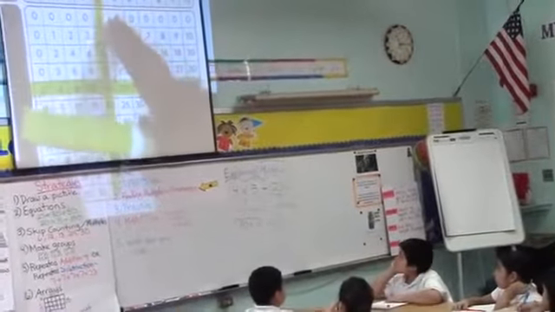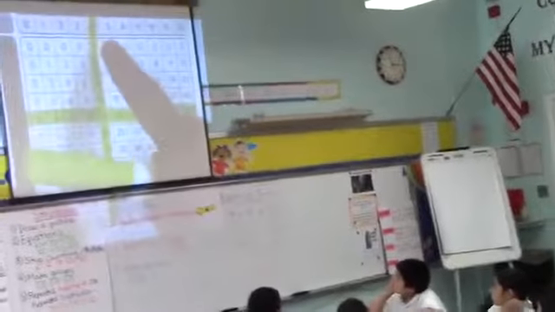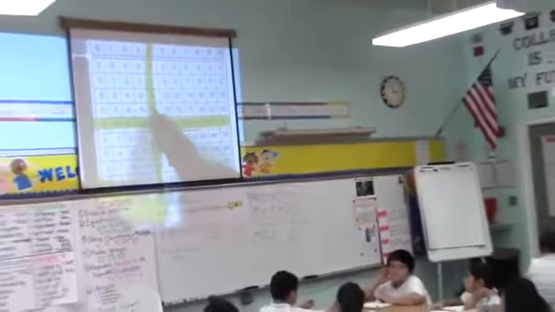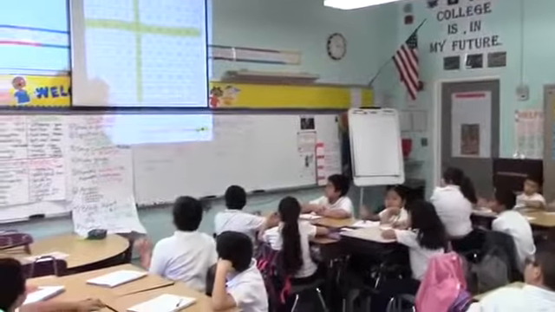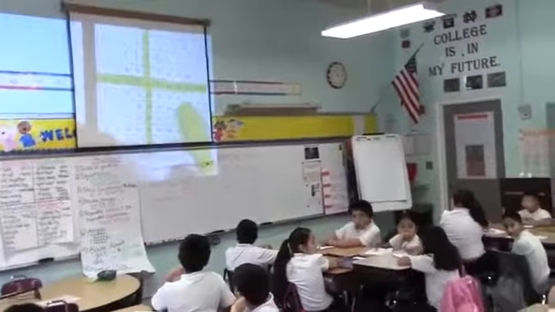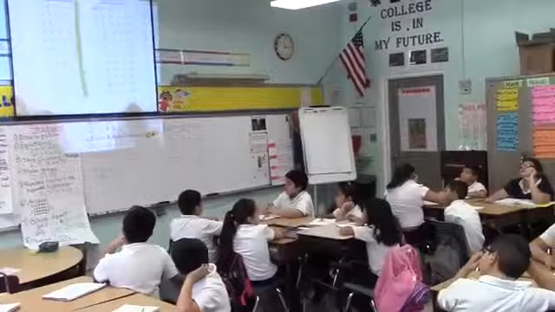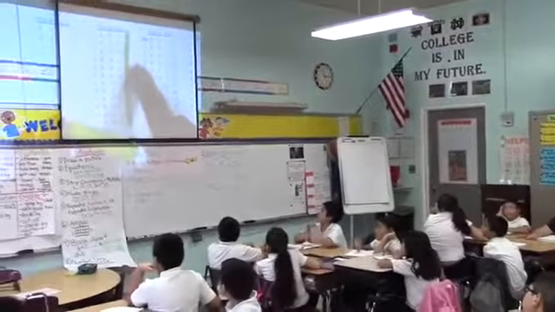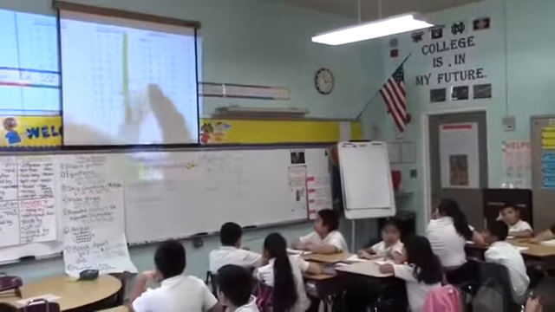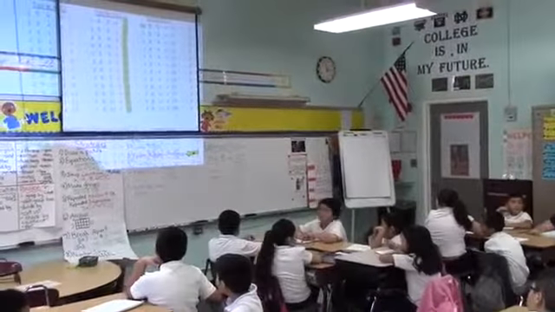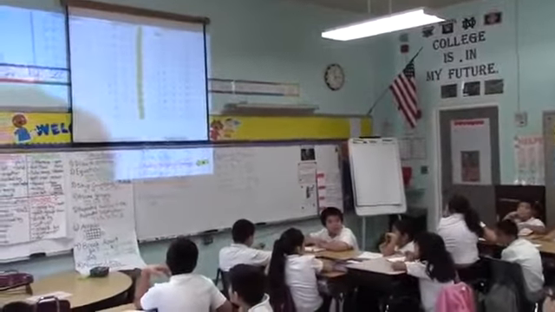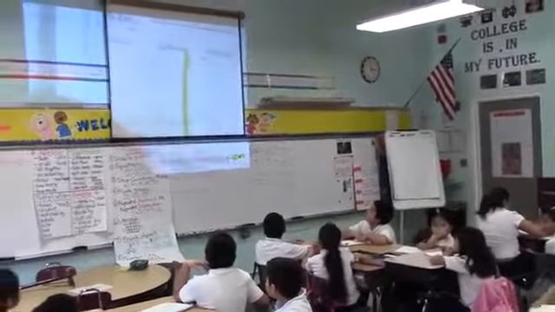And then you would say the multiples of 4 are 4, 8, 12, 16, 20, 24, 28, 32, 36, 40. Okay? The multiples of 2: 2, 4, 6, 8, 10, 12, 14, 16, 18, 20, 22, 24. Okay? But, you know what, children?